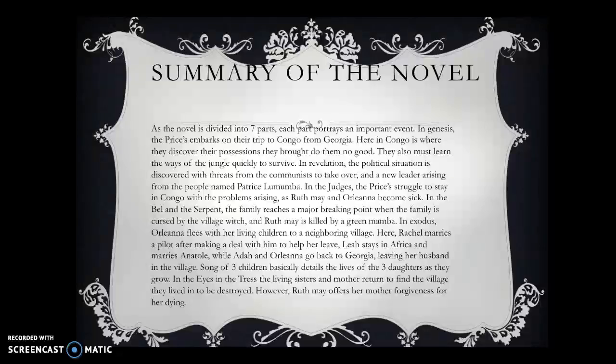Song of Three Children basically details the lives of the three daughters as they grow. And in the last one, In the Eyes in the Trees, the living sisters and mother return to find the village they lived in destroyed. However, Ruth May, coming back to her mother, offers her mother forgiveness for her death.